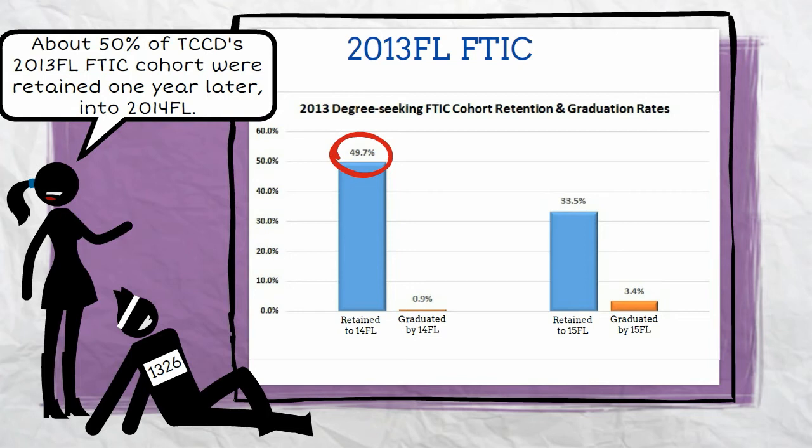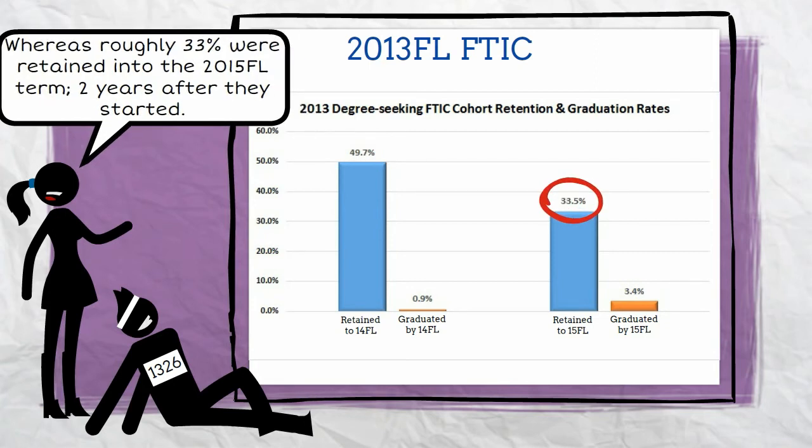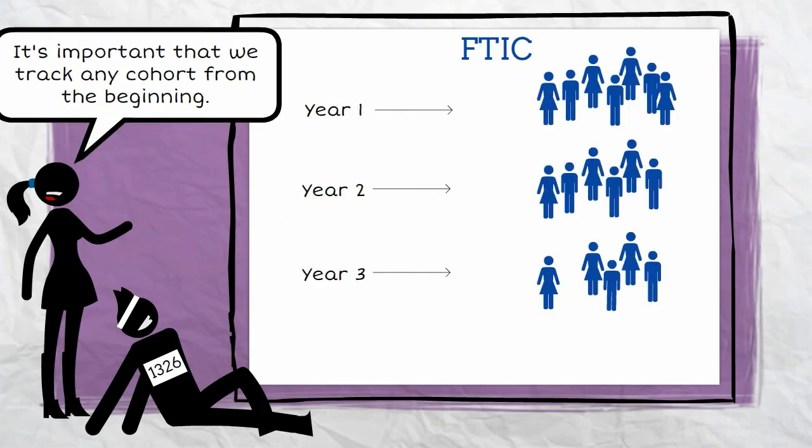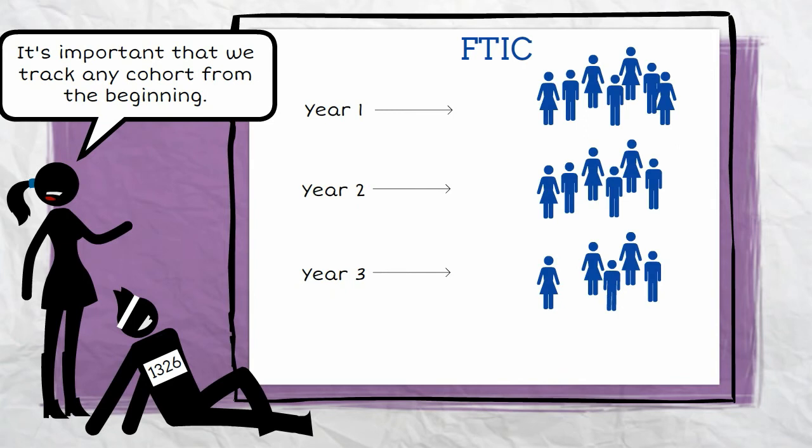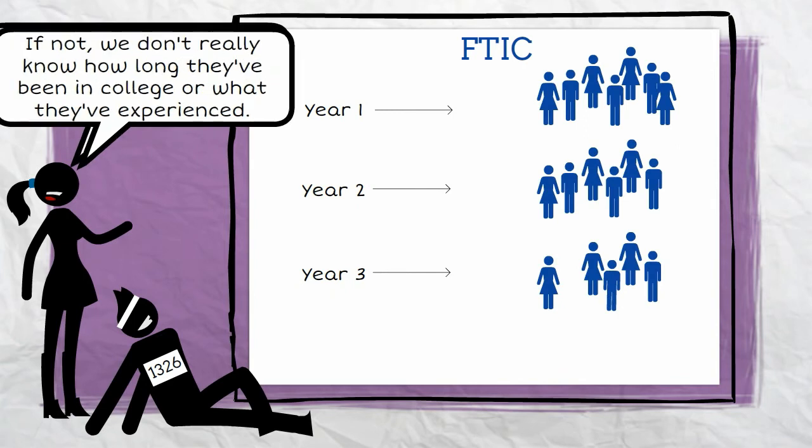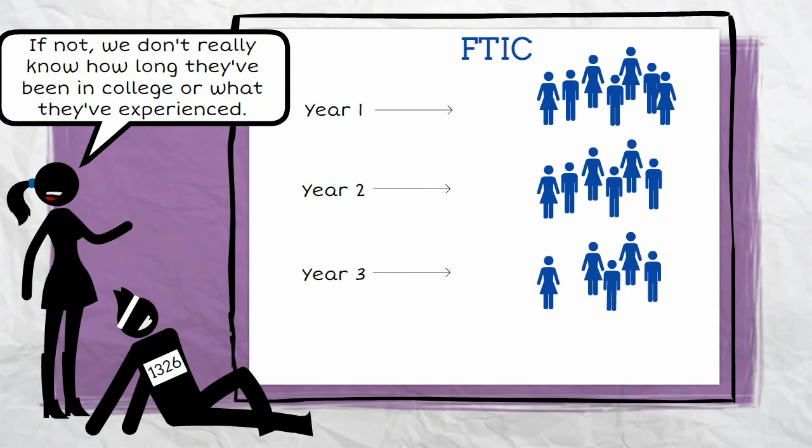About 50% of TCCD's 2013 fall FTIC cohort were retained 1 year later into 2014 fall, whereas roughly 33% were retained into the 2015 fall term 2 years after they started. It's important that we track any cohort from the beginning. If not, we don't really know how long they've been in college or what they've experienced.